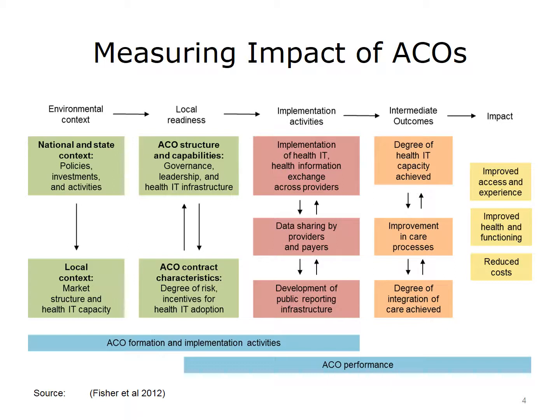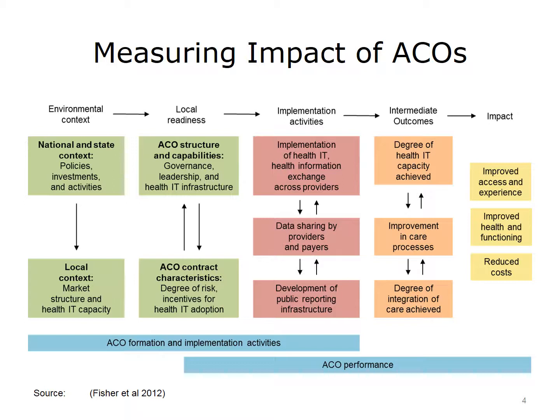There are many ways to assess the impact of ACOs. Fisher employed the logic model concept to analyze ACO impact. The figure on the screen provides a model for understanding different aspects of ACO performance. The ultimate measure of success of the ACO approach will be assessing the three impact areas noted in the right-hand column in the figure: improved access and patient experience, improved health and functioning of members, and reduced costs of care. These reflect what is known as the triple aim.